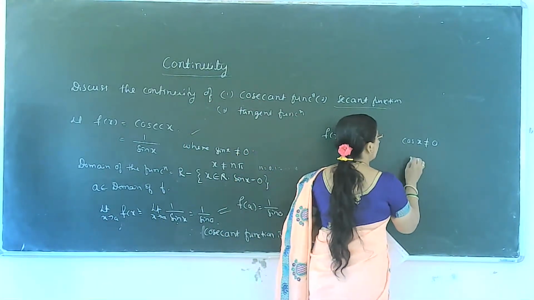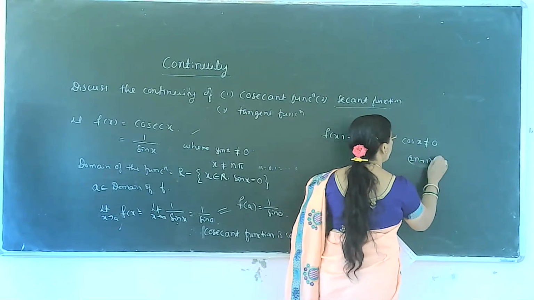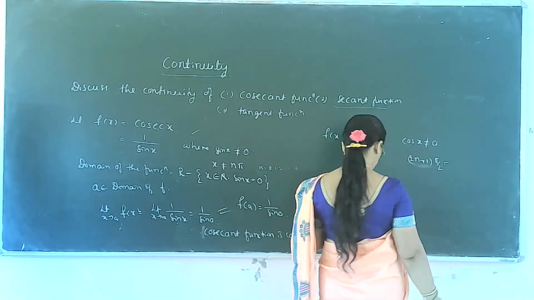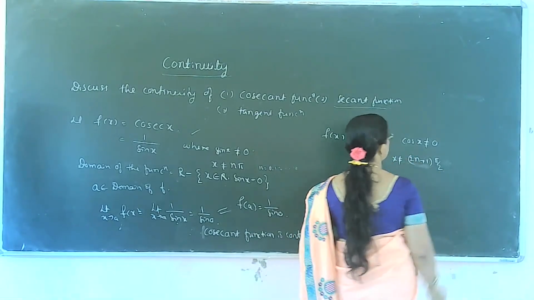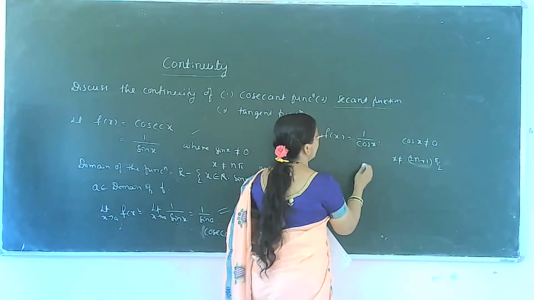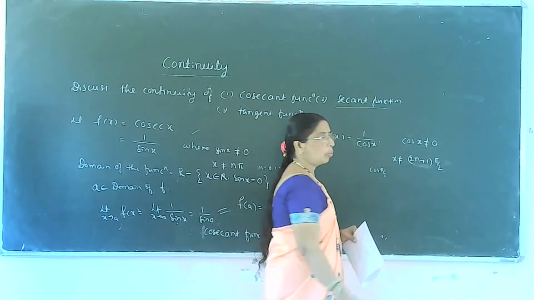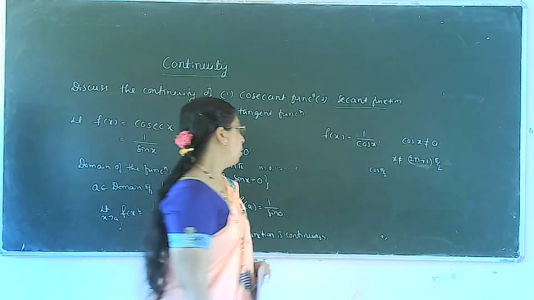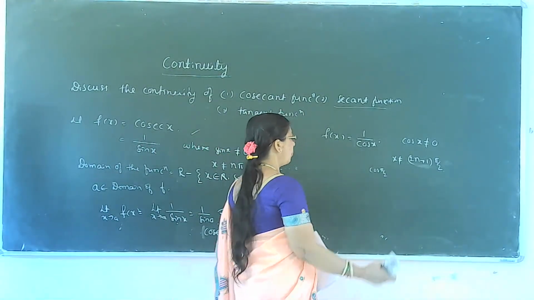Therefore, x is not equal to (2n plus 1) into pi by 2. Where cos x is pi by 2 or 3 pi by 2 or 5 pi by 2 or a multiple of these, cos x is 0 and the function is undefined.